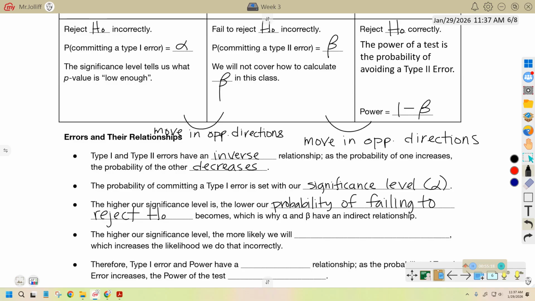Higher our significance level, the lower the probability of failing to reject, because the higher the probability that we are rejecting. So the lower the probability we're going to fail to reject. That is Stewie. That's lovely. I'm glad we're making good use of our extra space in our notes.